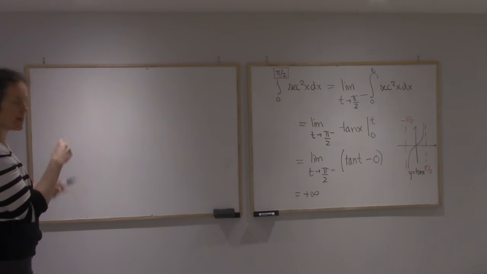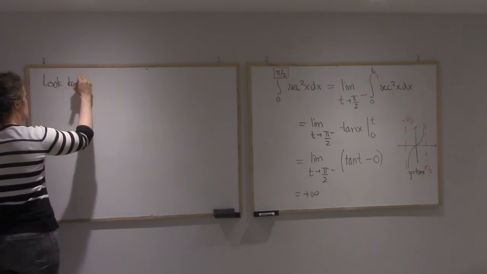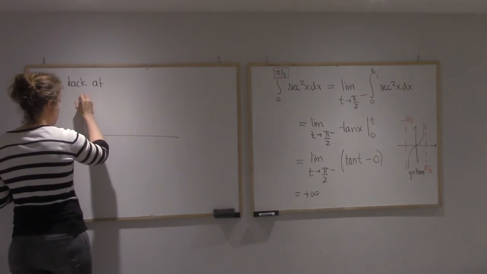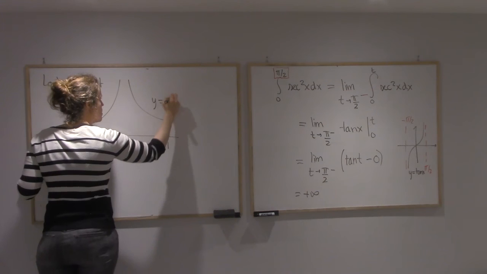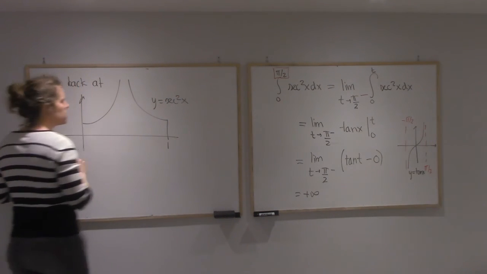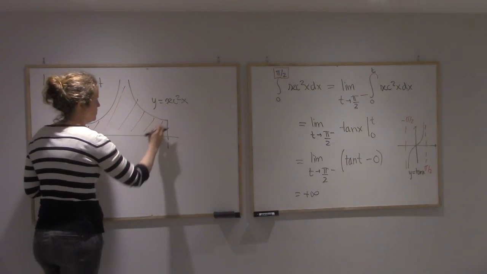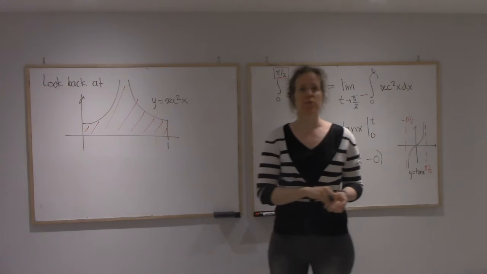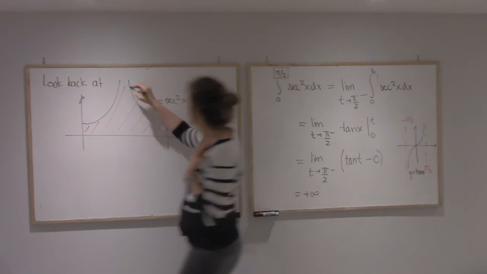Now that we've done this, let's take a look back at this area here. We'd set up the integral as the first example of improper integral of type 2. But of course we couldn't.